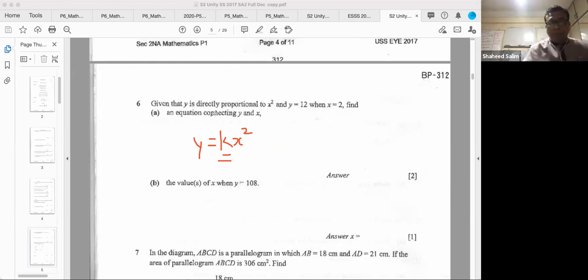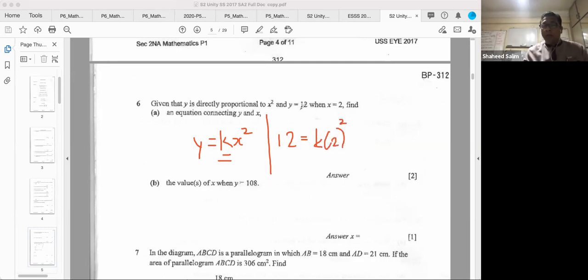You got it, okay? 24? Oh, 24. Okay, hold on. You put in the y first. Y is 12. See the y, the value I put in is 12, right? K, I don't know what K is. X is 2. I put the square also. Why? Because there's a square down here. Can you see that? So now 2 times 2 is 4. 4K equals 12. What is K equal to?